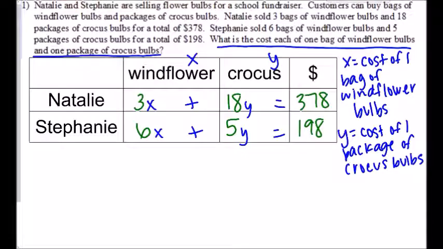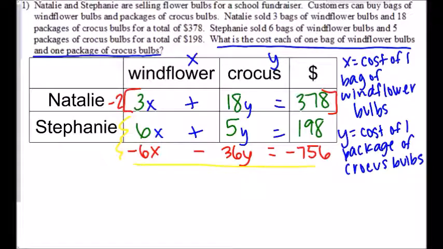You can solve these using any method you'd like. However, just glancing at this, I would think if you take that first equation and multiply everything by -2, elimination is going to be the easiest way to go. So if we go ahead and multiply here, I now have -6x minus 36y equal to -756. So now I can focus on just these 2 equations and add.